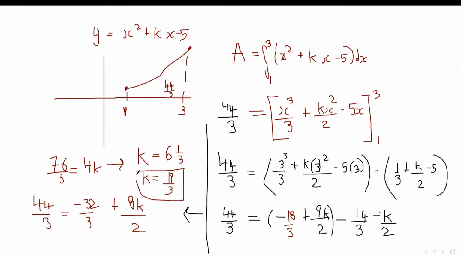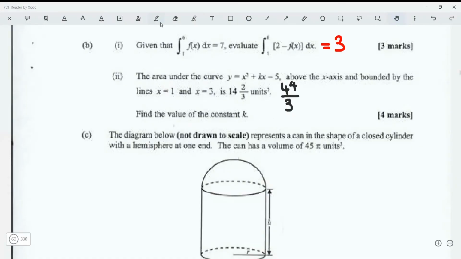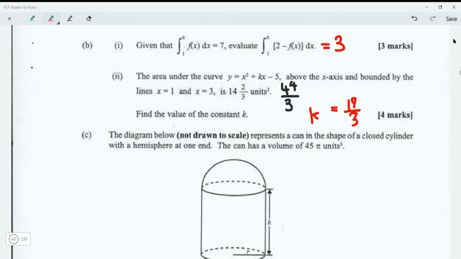Nice. K equals 19 over 3. I'll put that on the paper. K equals 19 over 3. Yeah, man. K equals 19 over 3. Nice.